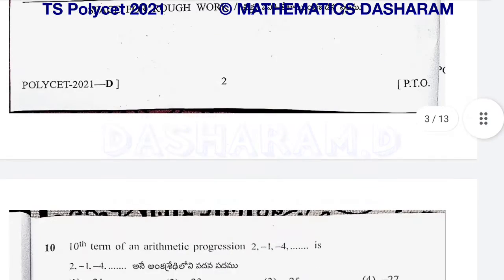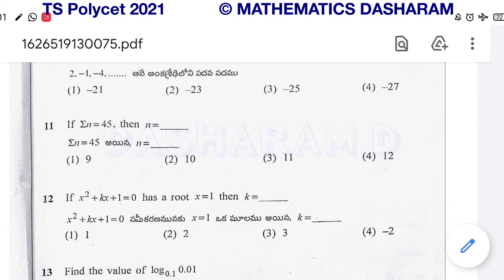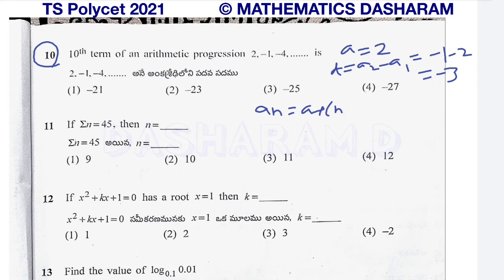Next to question number 10. Tenth term of arithmetic progression 2, minus 1, minus 4, dash is. So here first term a, that is 2, common difference d equal to a2 minus a1. So here a2 value minus 1, a1 value 2, so it is equal to minus 3. 10th term means an formula a plus n minus 1 into d. So a10 equal to a value 2, 10 minus 1 into d value minus 3.